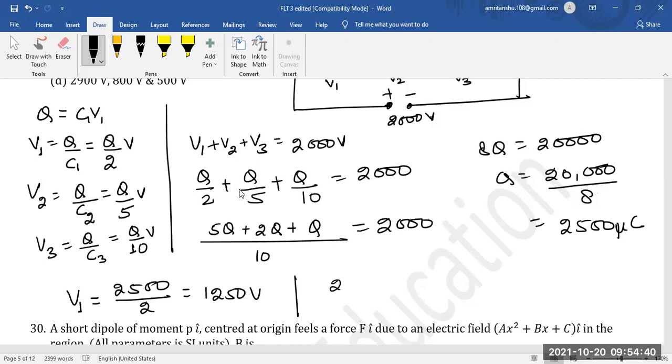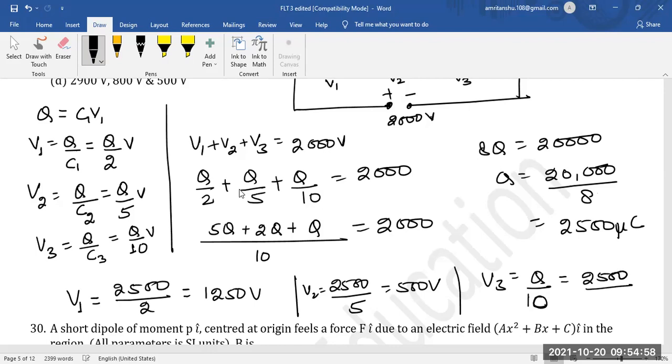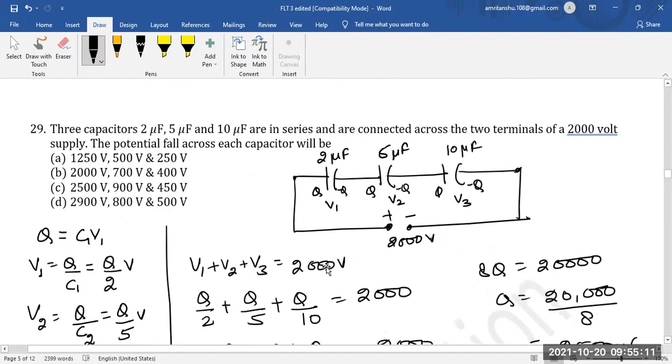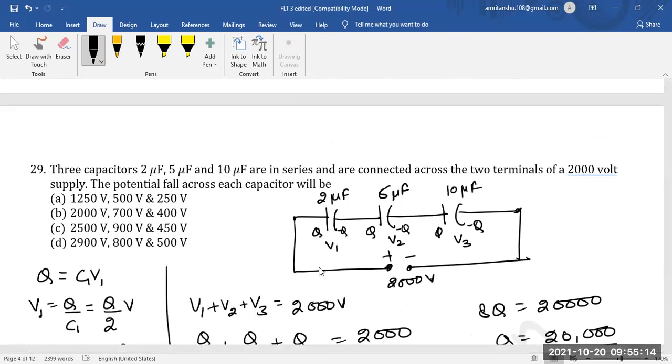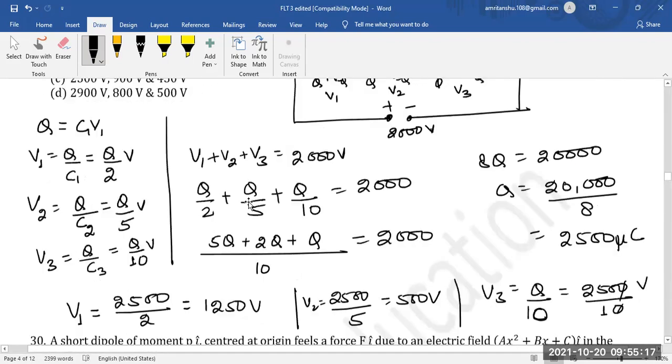Similarly, V2 is 2500 upon 5. This is 500 volts. And V3 is Q by C3, Q by this 10. This happens to be 250 volts. So A will be the answer for this.